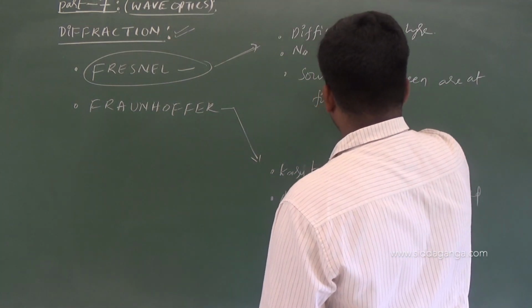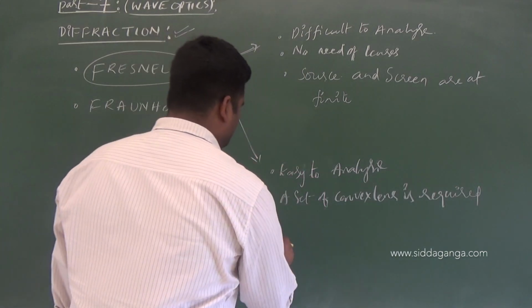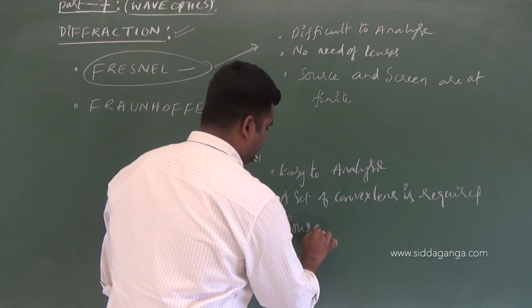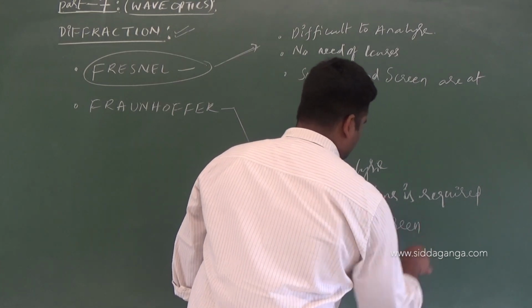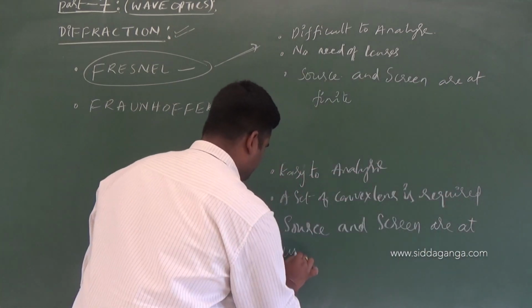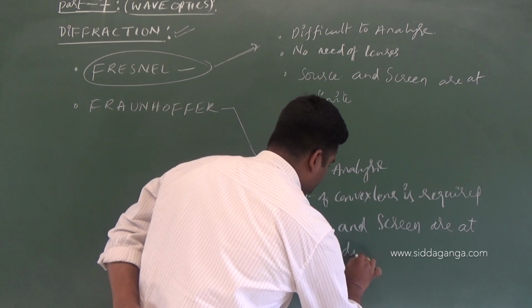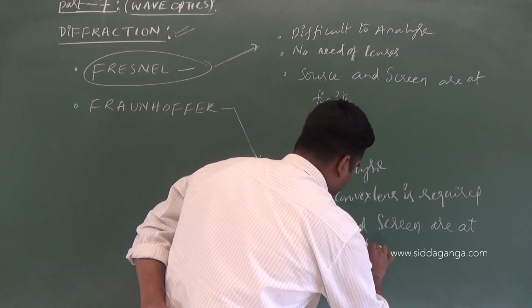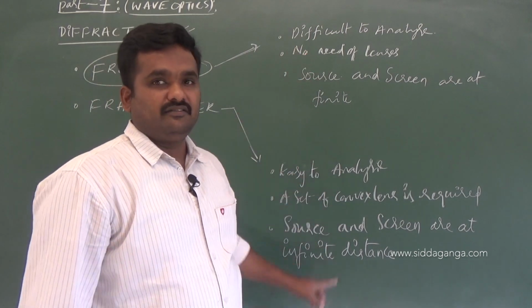So these are the major differences we can observe between Fresnel and Fraunhofer diffraction. Here, in Fraunhofer, source and screen are at infinite distance. So this is one basic difference you can observe between Fresnel and Fraunhofer diffraction.